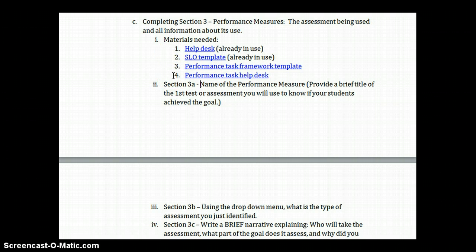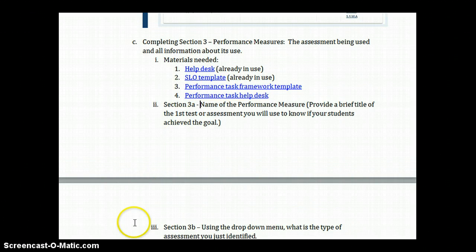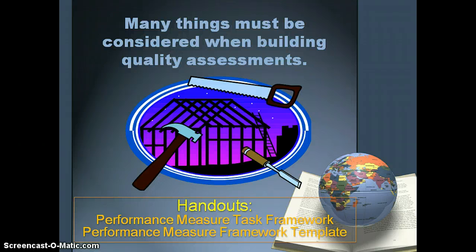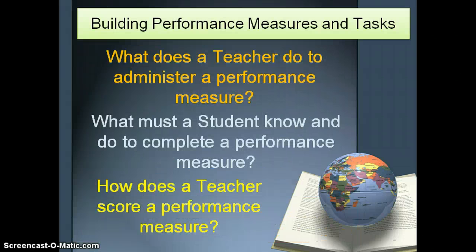So let's start looking at what kind of assessments we will use to help learn if our students meet the goal that we have set. Many things must be considered when building quality assessments. For the purpose of your SLO goal, we're asking you to have 3 assessments. For each assessment, you must consider, what does a teacher do to administer a performance measure? What does a student know and do to complete a performance measure? And then how does the teacher score the performance measure?